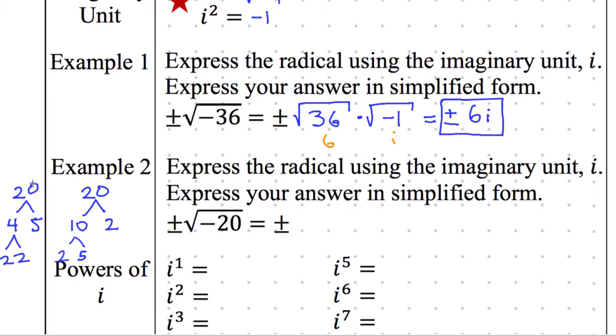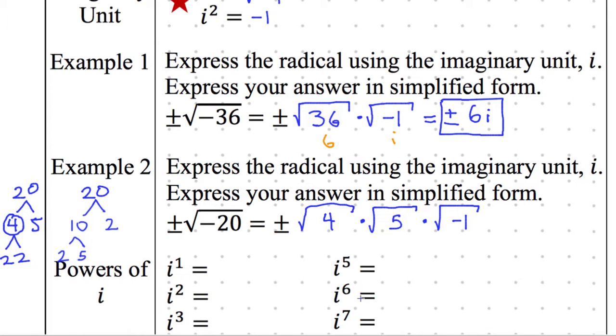Notice that one of the factors of 20, this factor in particular, is a perfect square. That means if I square root that 4, it turns into an integer. The integer is 2. So I'm going to rewrite this radical. This is now going to be the square root of 4 times the square root of 5 times the square root of -1.